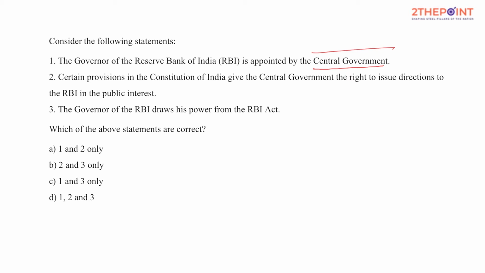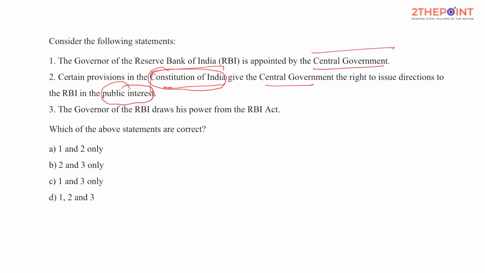Certain provisions in the Constitution of India give the central government the right to issue directions to the RBI in public interest. So my dear friends, the government has every right. Of course, there are certain instances where the government also gives certain directions to the RBI in the public interest, yes, but the same thing is nowhere mentioned in the Constitution of India. Since the word Constitution of India has been included as part of the sentence, it makes this sentence not appropriate. The reason is the government of India does have certain rights to issue directions.